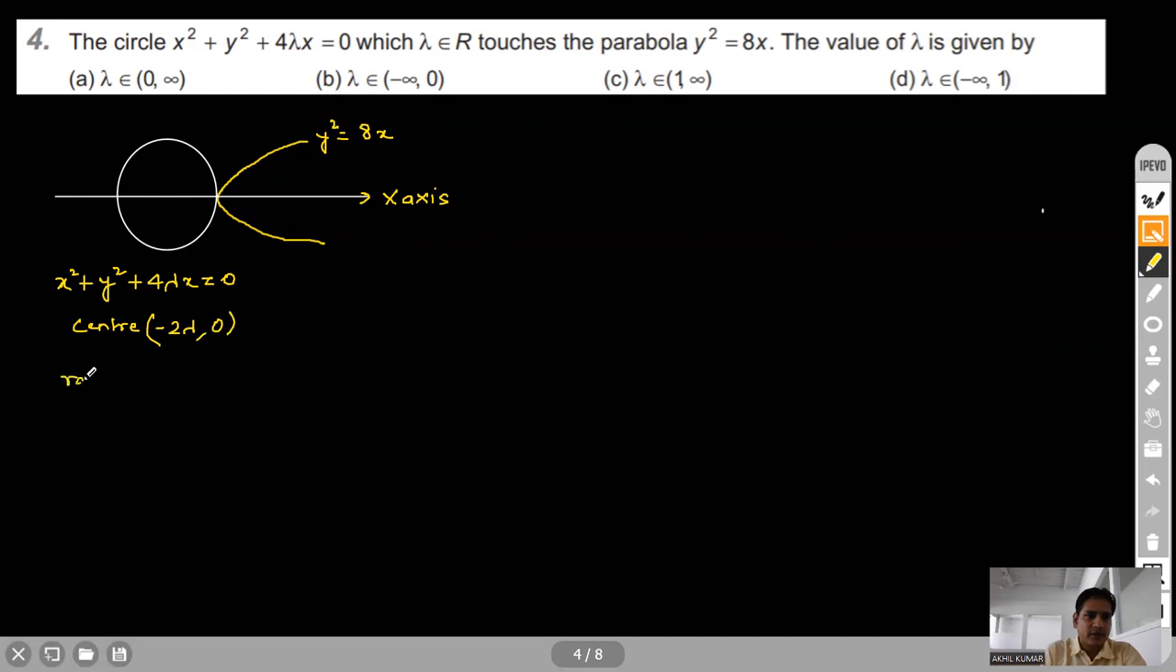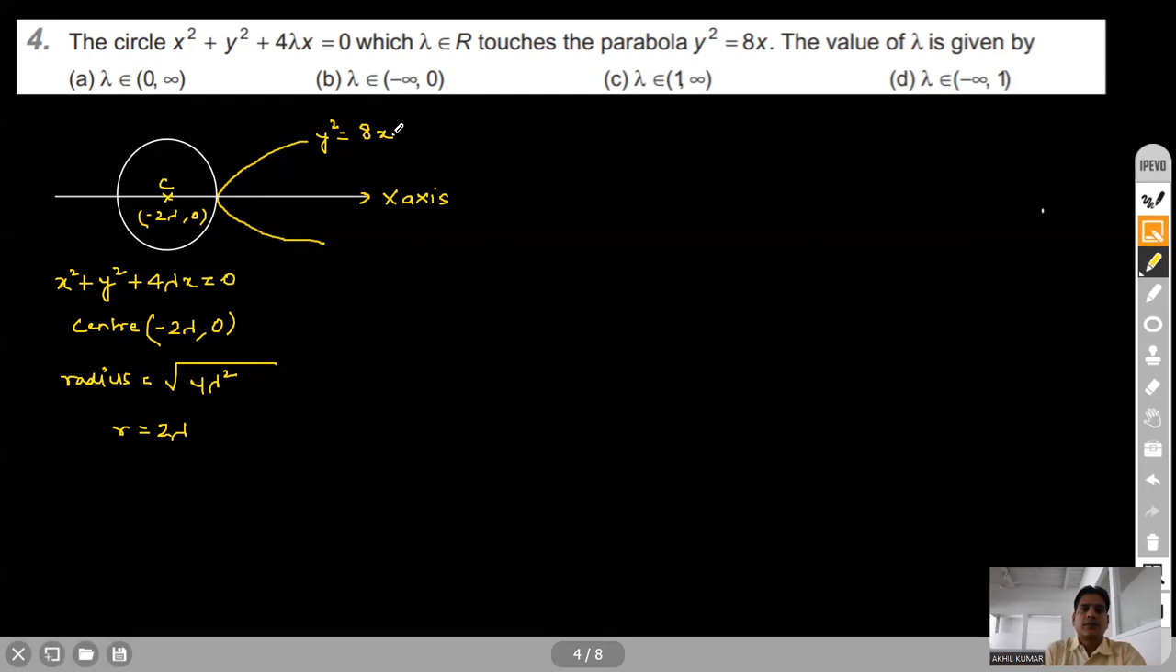And what will be the radius of this circle? It will be g square, which is 4 lambda square, plus f square, no f square, no c. So radius will be equal to 2 lambda. So this is our center of circle whose coordinates are minus 2 lambda comma 0. Okay. And this is our focus.